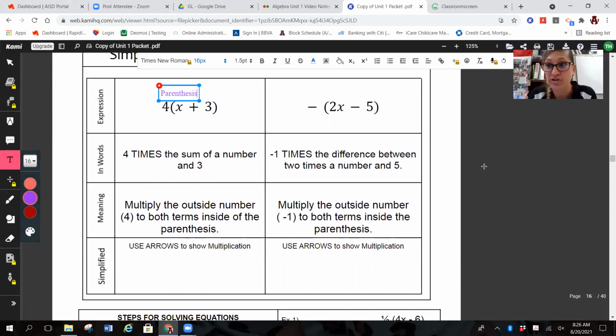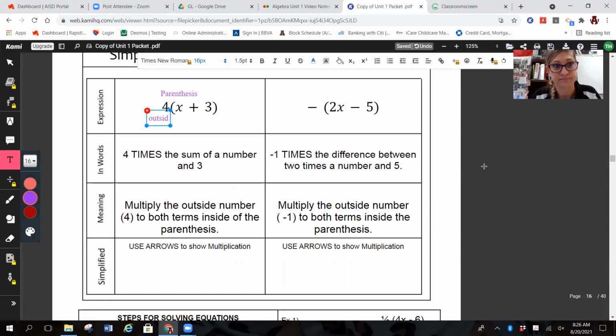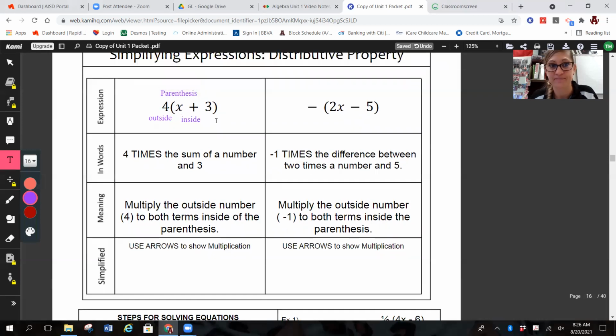Okay, that is the definition of distributive property. You have something on the outside, right here, and then you have something on the inside, and we're going to multiply what's on the outside to everything on the inside.